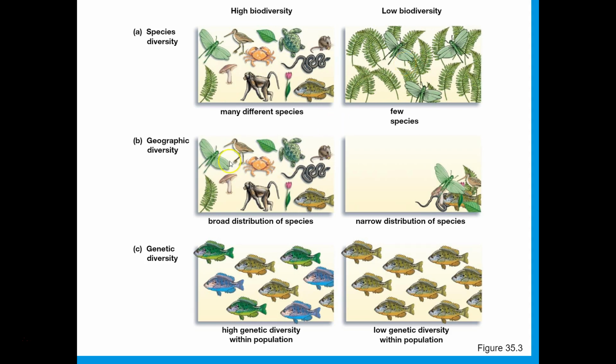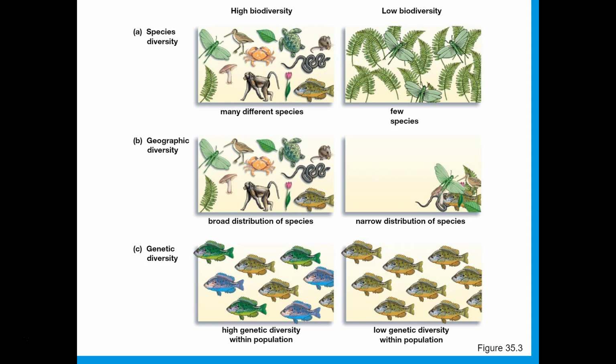And then you have geographic biodiversity. You can see these things are spread out all over the picture. They're broadly distributed, whereas with low biodiversity, they're all squished down and only living within one area. Both of these things are important. You have to have a lot of species, but they have to be spread out. And then if you look at the individual species within a community, it's better for them to have high genetic diversity within that particular population. So these are the 3 factors that we think about when we're thinking about diversity.